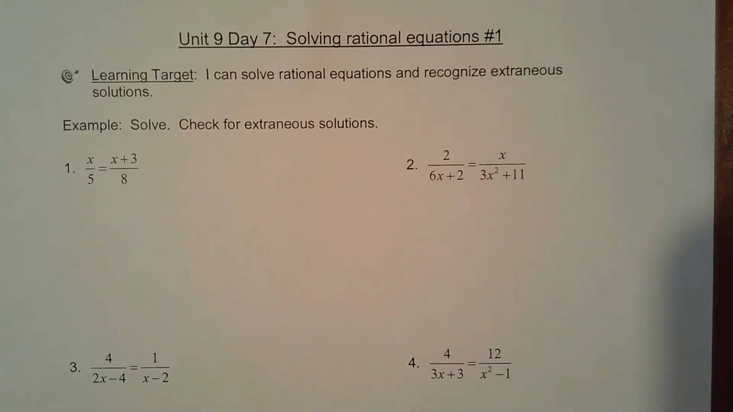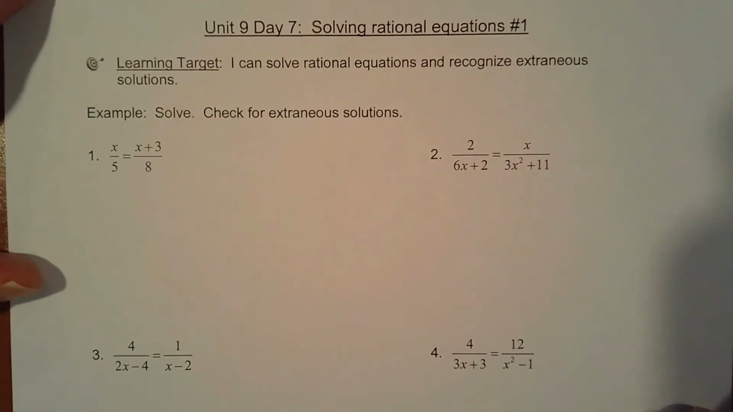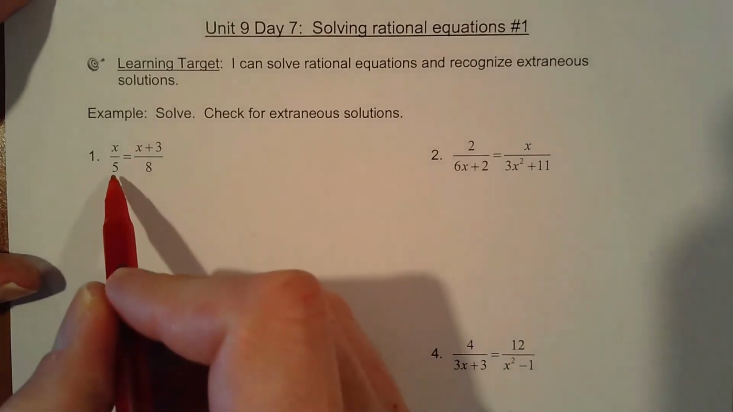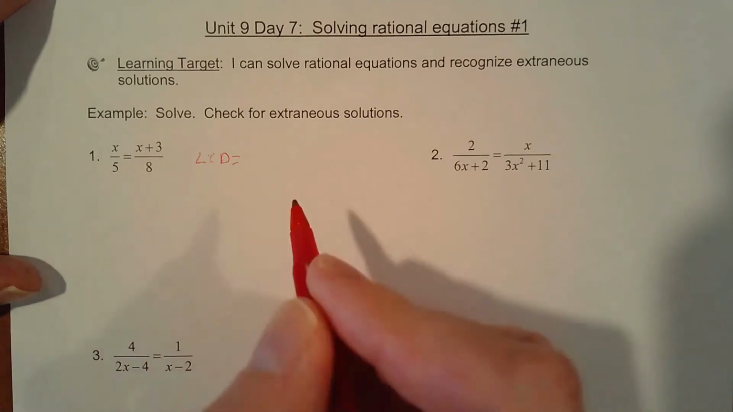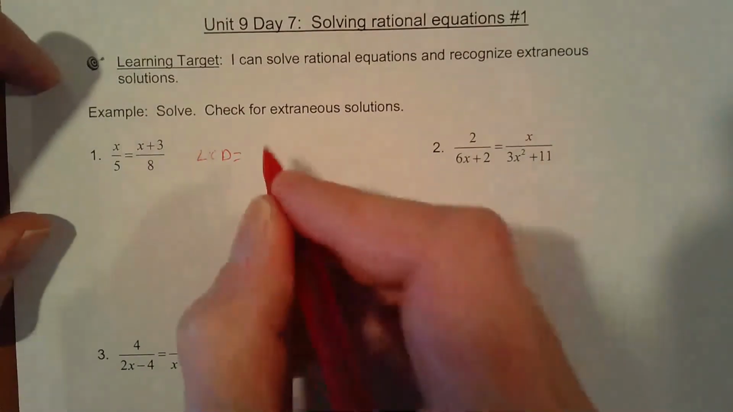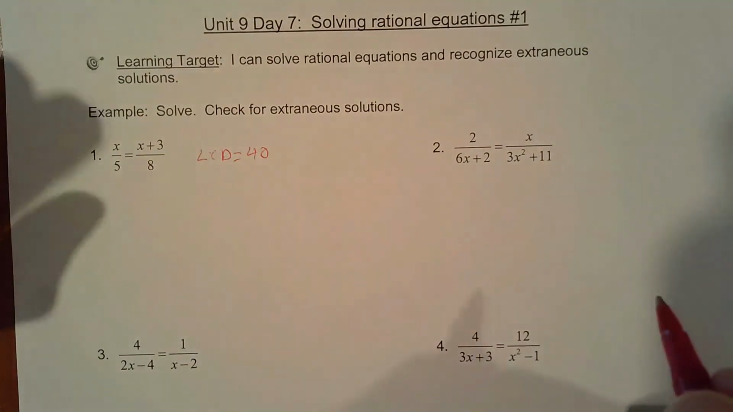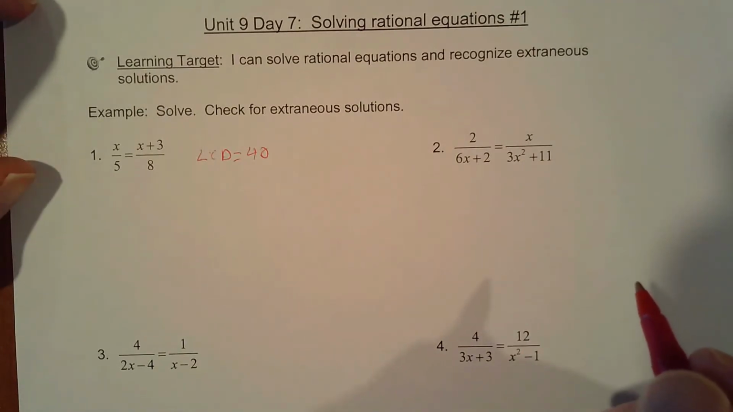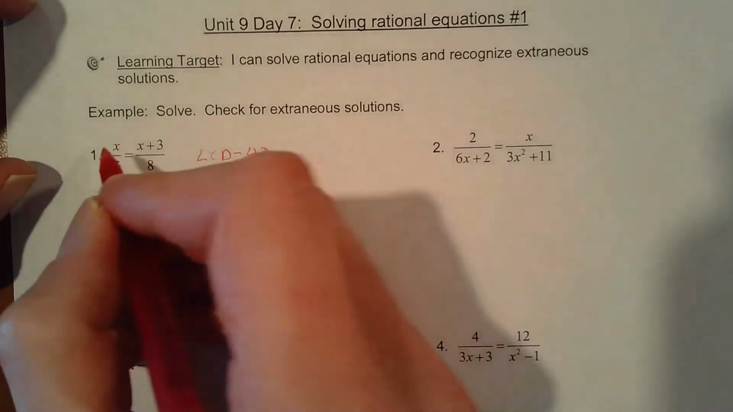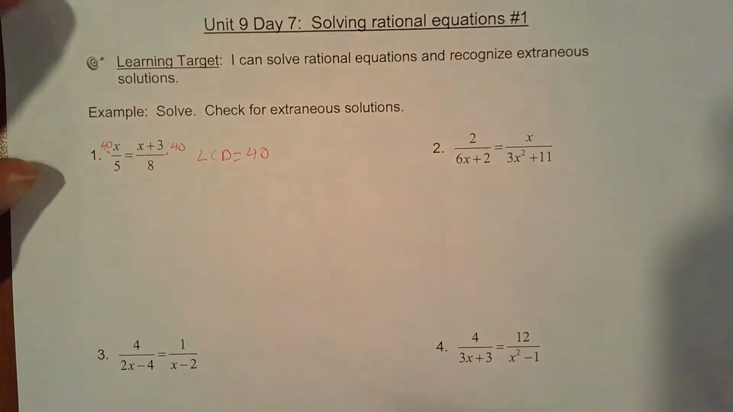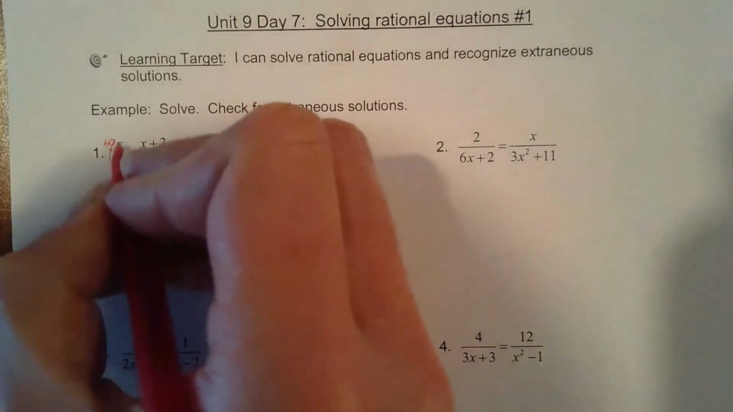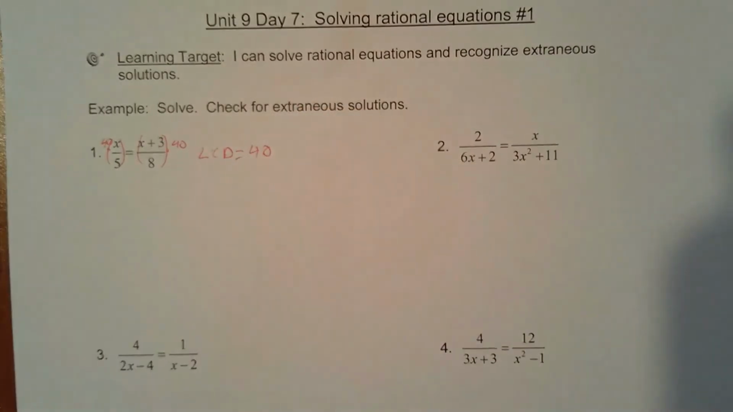We're done with it. Okay, so this first one, kind of a simpler one, the least common denominator of 5 and 8 is 40. So what I'm going to do is multiply both sides by 40. So I'll multiply this side by 40, and I'm going to multiply this side by 40. So I just multiplied both sides of the equation by 40.